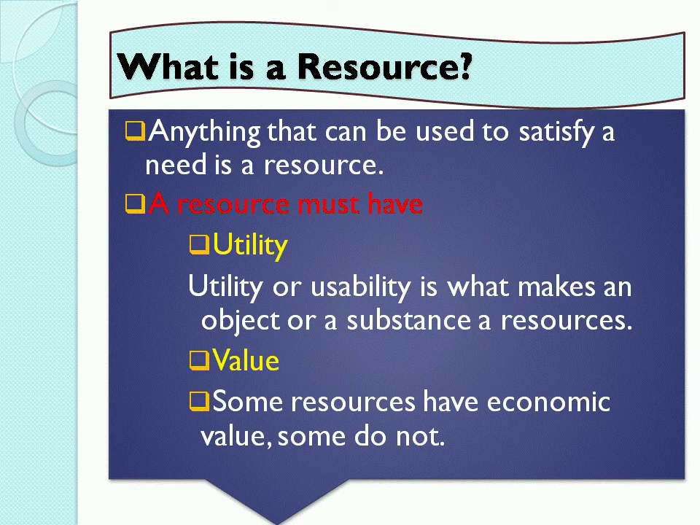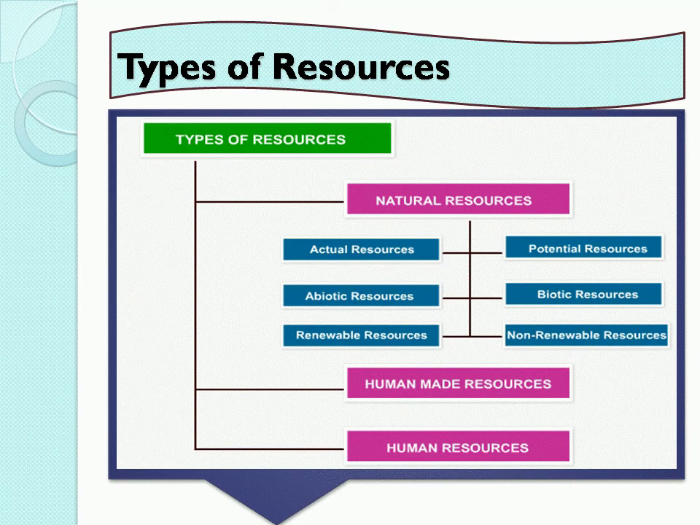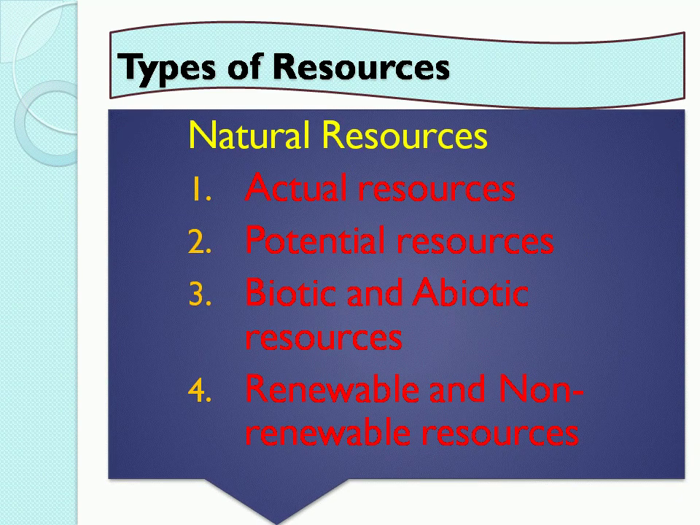See this slide, children. Types of resources. What are the types of resources? Natural resources, human-made resources and human resources. In natural resources, we are going to learn actual resources, potential resources, abiotic resources, biotic resources, renewable resources, and non-renewable resources. See, these are the types of natural resources: actual, potential, biotic and abiotic, renewable and non-renewable.